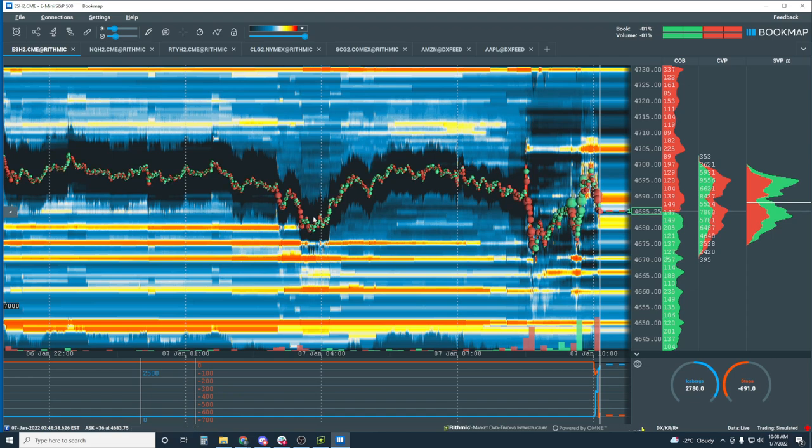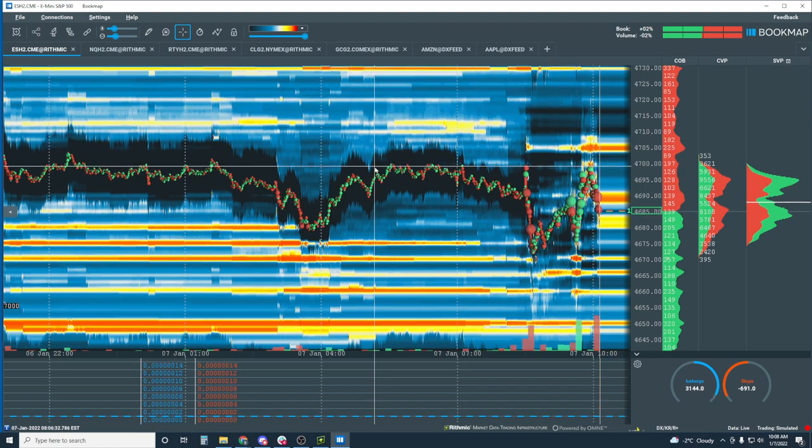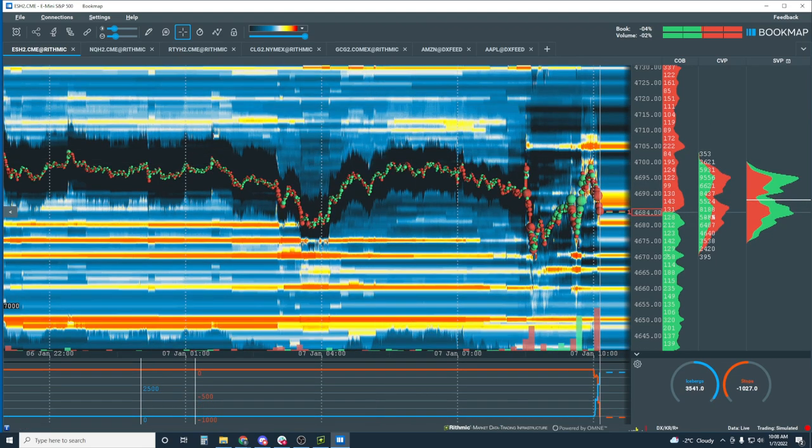Here's 4 o'clock in the S&P. No, it just got up to like 4700. And then that was it. Is that correct? Hold on a minute. Let me take a quick look.